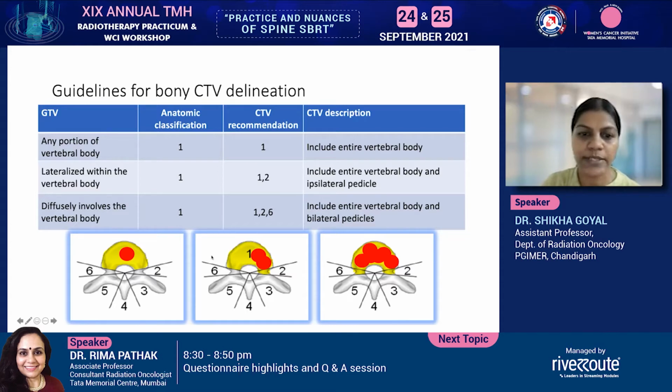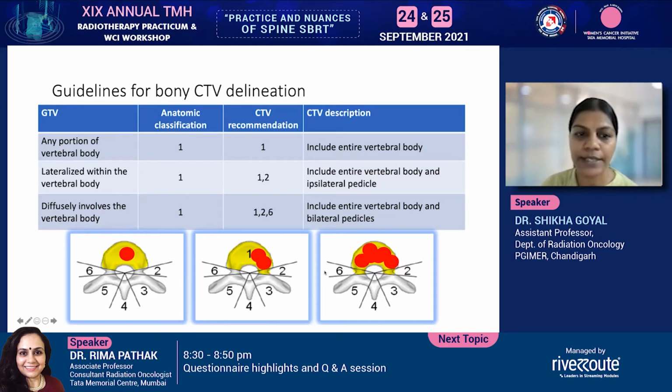These are situations where the disease was involving the sector 1, that is the vertebral body. If it was a focal lesion within the body away from either of the pedicles, then the vertebral body or sector 1 alone suffices as the CTV. If the disease is lateralized to one part of sector 1 or the body, and it is impinging upon the ipsilateral pedicle, then that pedicle also needs to be included in our CTV. If the disease is involving the entire vertebral body and encroaching both pedicles on either side, then both these pedicles have to be included.